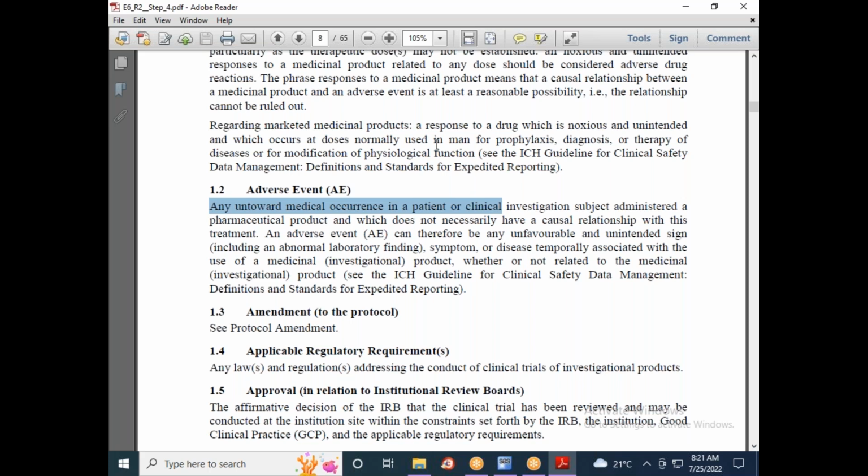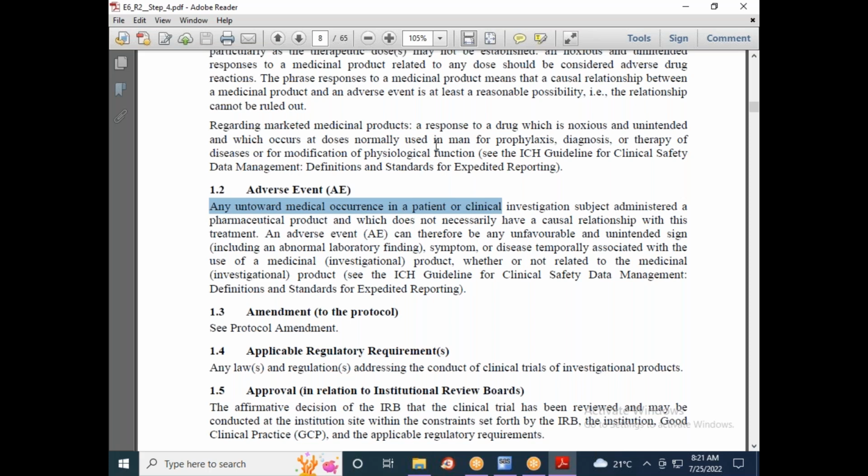So the difference between these two is: if you strongly believe this side effect is due to the usage of this medicinal product, it is an adverse drug reaction. If it may or may not be related to your medicinal product, in that case I will call it an adverse event. You got the difference between adverse drug reaction and adverse event, yes or no? This side effect may or may not be due to your medicinal product.